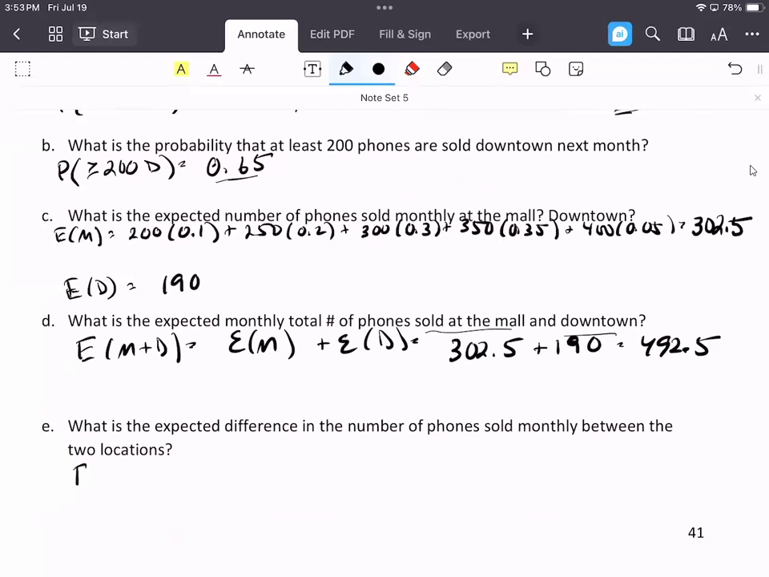Now, what about the difference between the two? Same idea. They're mutually exclusive. We can just take the difference. And I'd like you to pause for a moment and show how you got that number, or how I got that number.